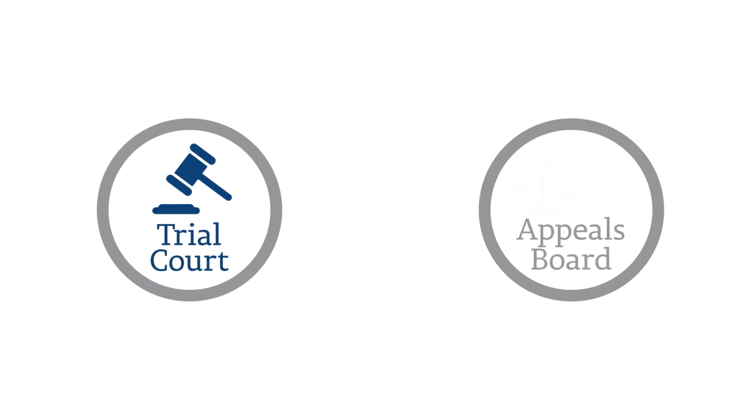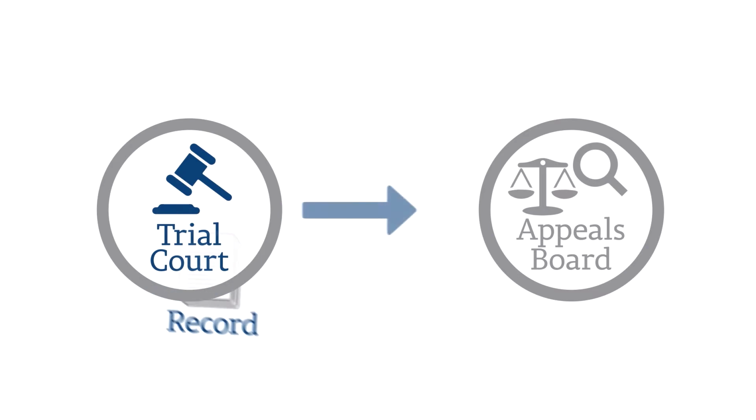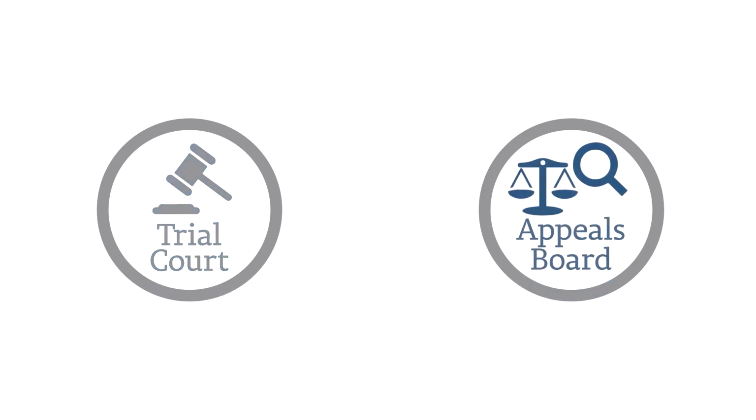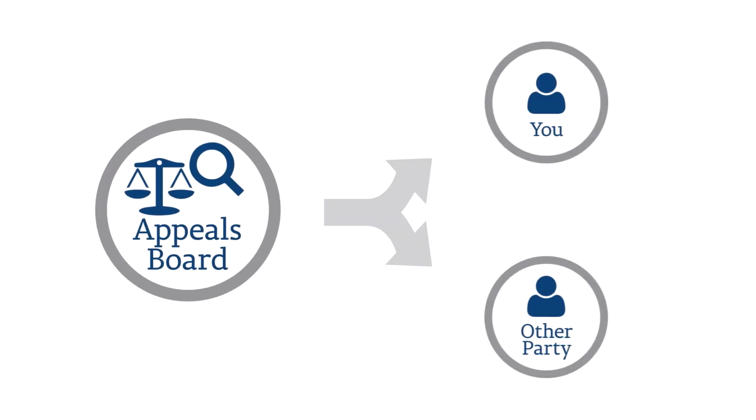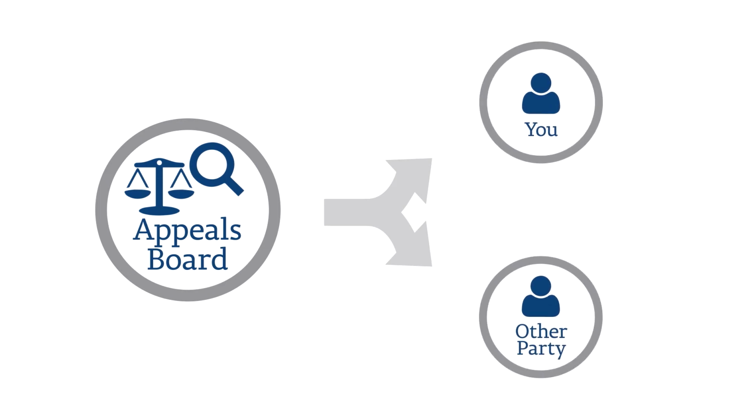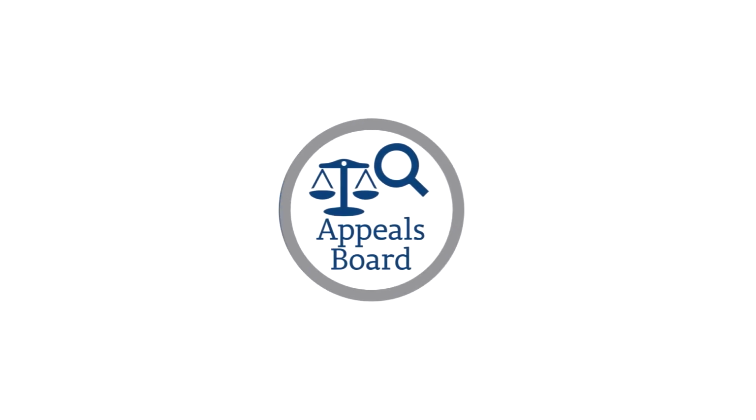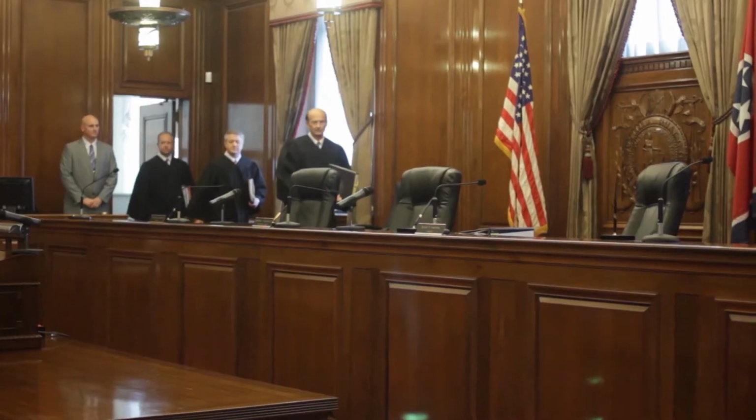Once the notice of appeal is filed, the trial court clerk will send the record, which will include the evidence considered by the trial judge, and the papers filed by the parties, to the appeals board. Then the appeals board clerk will send a docketing notice to the parties to let them know we have received the record on appeal. It's important to understand that the appeals board is an appellate or reviewing tribunal, and its role is to ensure that the trial court's decision is supported by the evidence and the law.